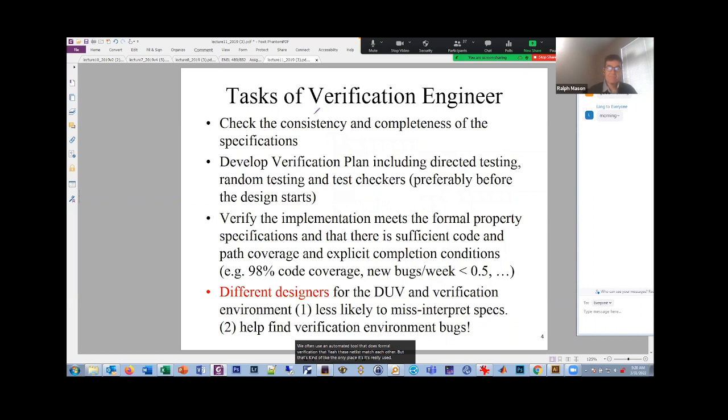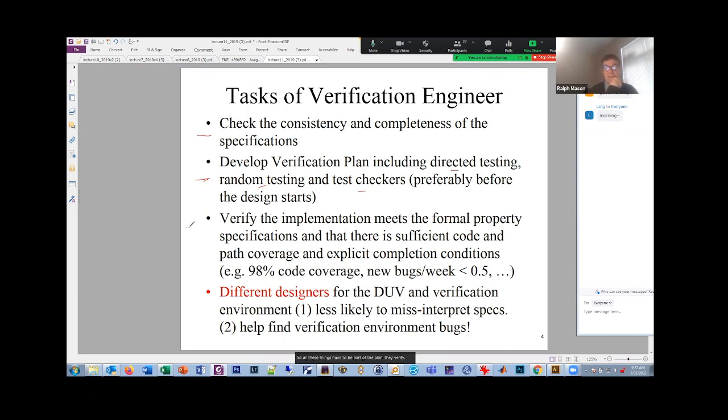Okay. What is a verification engineer? I kind of talked about what the day is like in the life of a verification engineer, but basically these are the main tasks. They check to make sure that the specifications are complete and consistent. They develop a plan, so how they're going to verify the chip that they're doing. And it'll include, and we'll talk more about this, some directed tests, some random testing, some test checkers. So all these things have to be part of the plan.